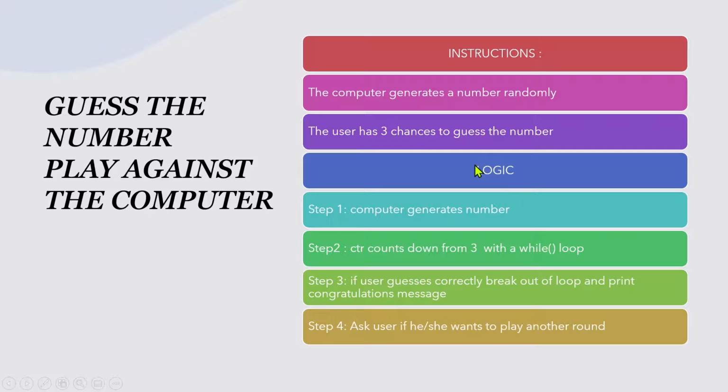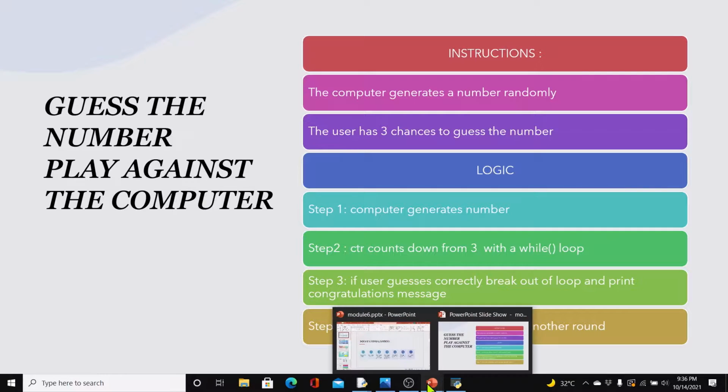The user has 3 chances to guess the number. What is the logic we'll apply? The computer needs to generate that number. Then we'll have a counter that counts down from 3 within a while loop. If the user guesses correctly, we break out of the loop and print a congratulations message. And we ask the user if he or she wants to play another round. If the user does not guess correctly, of course, then the user still has 2 chances left after the first one is done. And of course, in any case we have to ask the user if he or she wants to play another round. So let's go now and write that code.